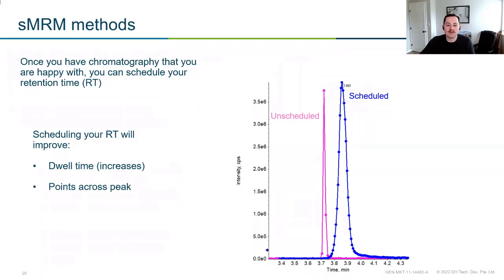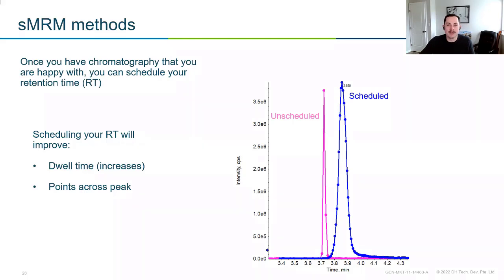And finally, once we've identified that, yes, this is my chromatography and I'm happy with it, I want to move on to my final stage. The next thing I would encourage you to do is schedule that method. Scheduling means you're telling the software in your instrument a time to look for that analyte. So you're saying at around 4 minutes is where I expect this analyte to show up.